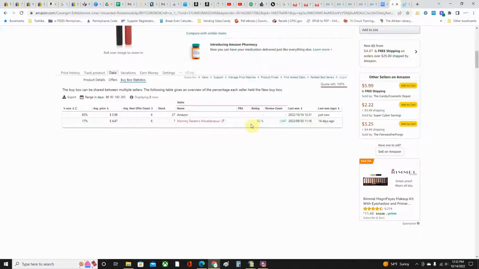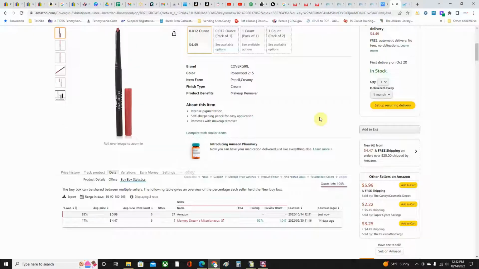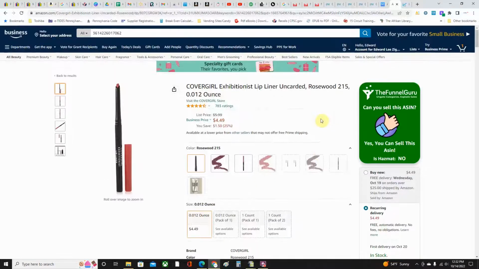And look at this: the last time that person won was 14 days ago. So in the last 2 weeks, Amazon has not given anyone any sales but themselves on that item. That's crazy. But there's another tool that I use as well. Sometimes it pops up over here and sometimes it doesn't.